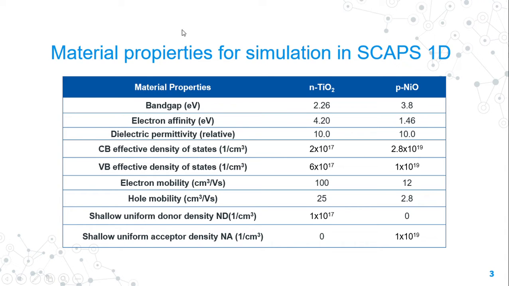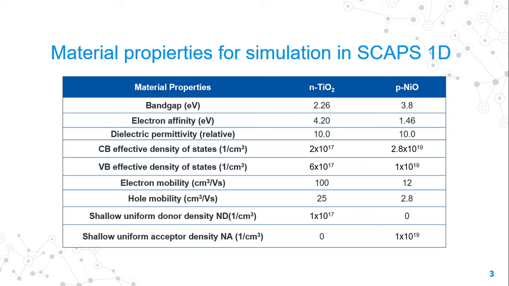For example, the band gap. Normally, the band gap of the N material of the union must be bigger than the value of the P material, but here we don't have this case. We have a value that is smaller than in the P region. Something else we have to notice is that the shallow uniform donor density is smaller than the shallow uniform acceptor density, which is also not so common.